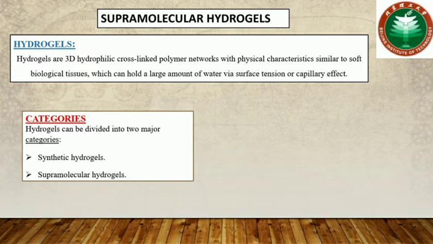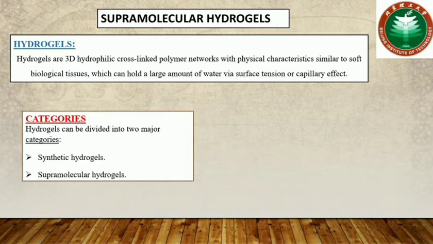First of all, I would like to define what is meant by hydrogel. Hydrogels are 3D hydrophilic cross-linked polymer networks with physical characteristics similar to soft biological tissue, which can hold a large amount of water via surface tension or capillary effect.